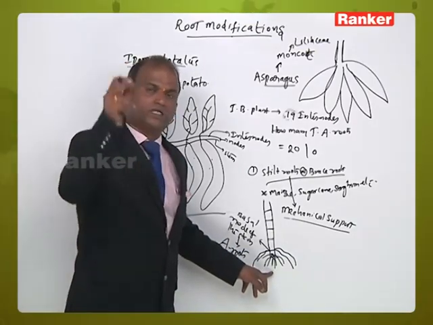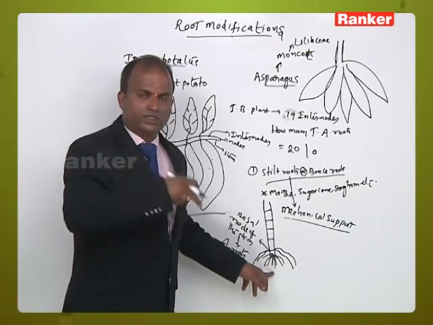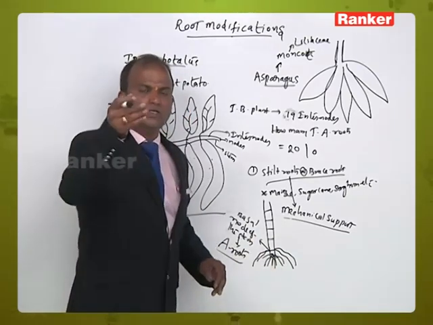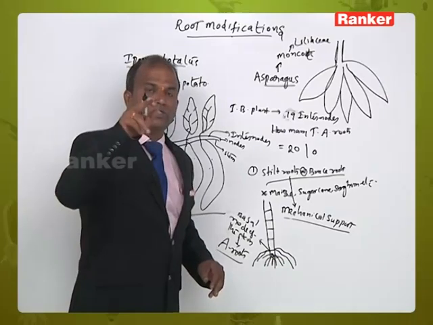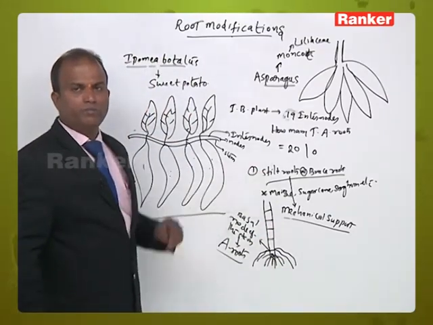Mechanical support and absorption of water and minerals are functions performed by fibrous roots. But the adventitious root does not perform absorption of water and minerals. It gives only mechanical support. That is nothing but stilt roots or brace roots.